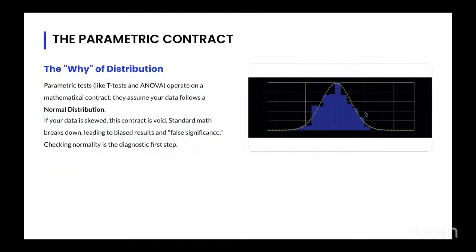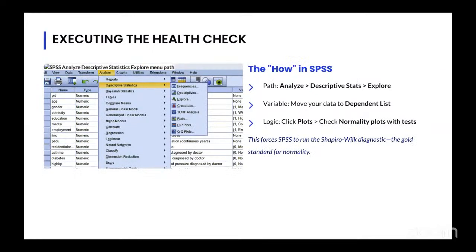So, for example, say that your data is systolic pressure or heart rate or whatever. We're going to move it into the dependent list. And afterwards, we need to click on plots, and then normality plots with tests. If we forget that box, we might be flying blind. So it's really, really important that we do this. This forces SPSS to run the Shapiro-Wilk diagnostic, which is basically the gold standard for normality.